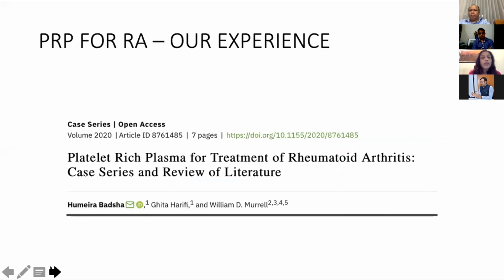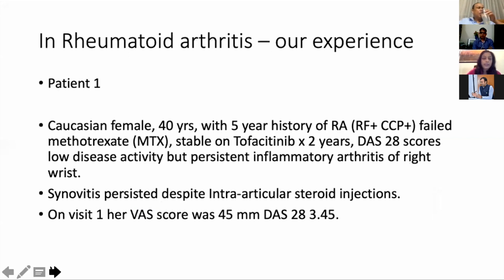So we have great drugs, but we still have patients with persistent inflammatory arthritis, which doesn't subside. Traditionally, we've referred them to our orthopedic colleagues for synovectomies, and sometimes even yttrium injections have been used. But we decided to start using PRP in these patients.